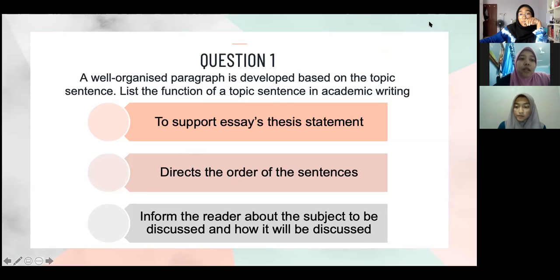Next function is to direct the order of the sentences. It means our sentences will follow the flow. The third function is to inform the reader about the subject to be discussed and how it will be discussed. The next slide.